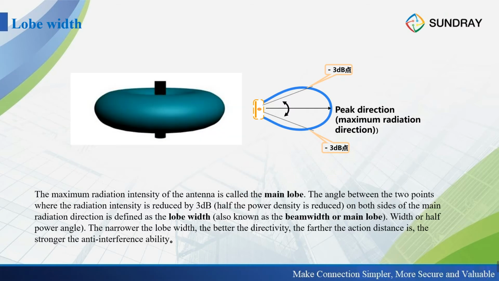So for example, this is one antenna. This is an omnidirectional antenna. In the vertical, it still has its lobe. So this is the peak direction, the maximum radiation direction. On the two sides, it decreases by 3 dBi.